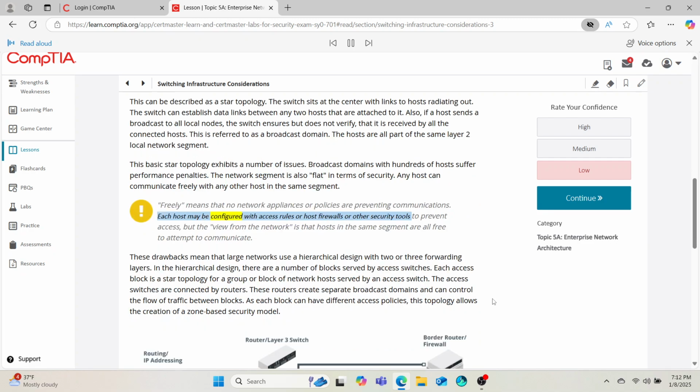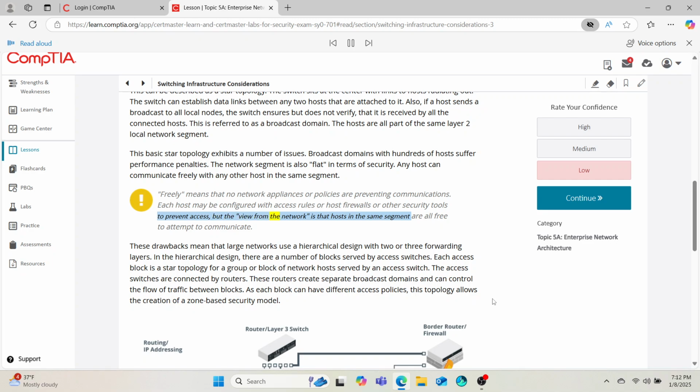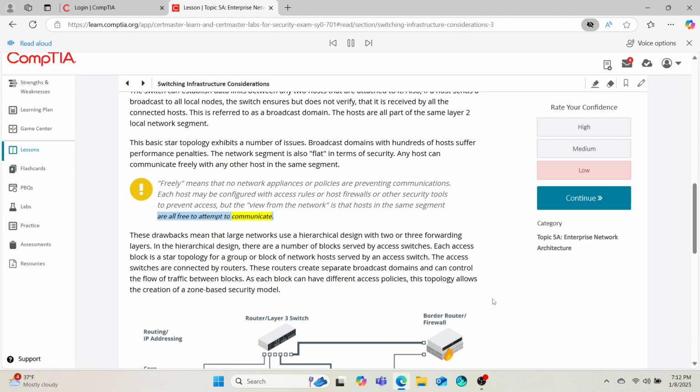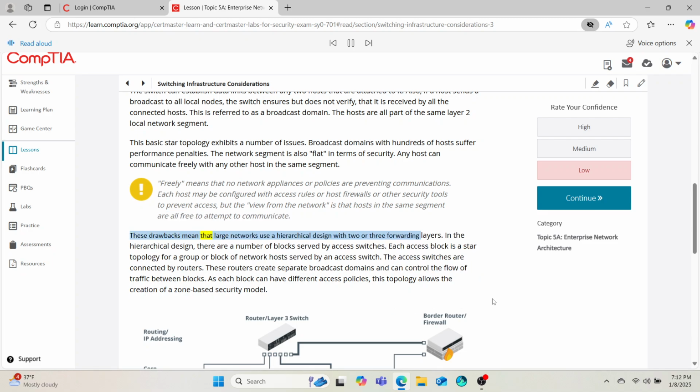Each host may be configured with access rules or host firewalls or other security tools to prevent access, but the view from a network is that hosts in the same segment are all free to attempt to communicate. These drawbacks mean that large networks use a hierarchical design with 2 or 3 forwarding layers.